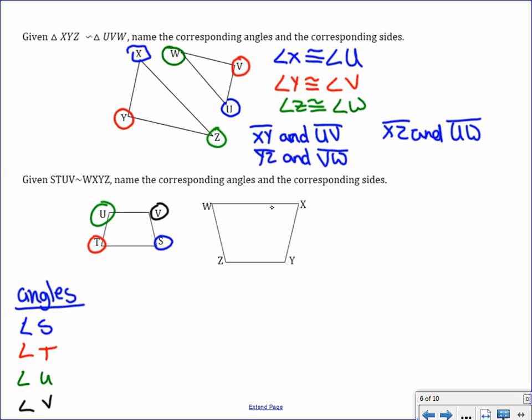Now, since it appears that we have rotated this trapezoid to get the new figure, angle S is congruent to angle W. Angle T is then congruent to angle X. Angle U would be congruent to angle Y. And angle V is congruent to angle Z.